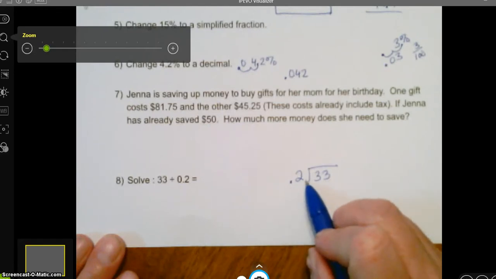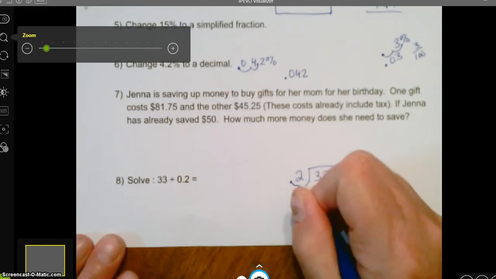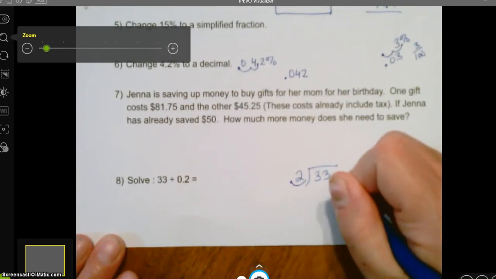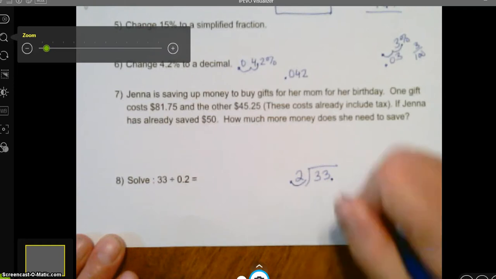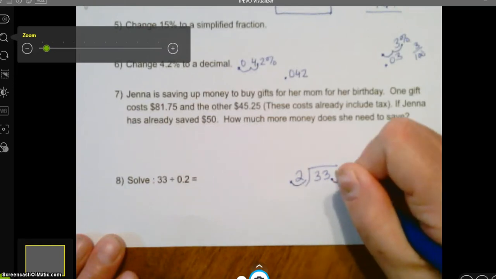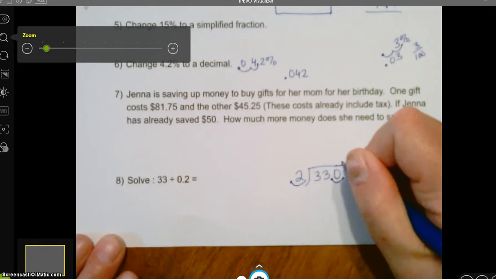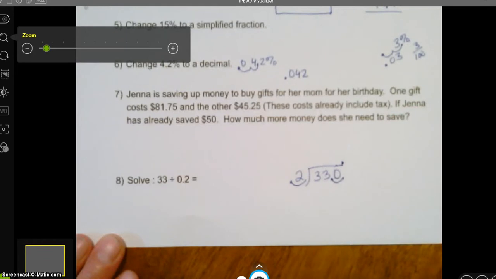So I'm going to have to move it one place. If I move it one place in the divisor, I also have to move it in the dividend. So this is where it starts. If you don't see it, that's where it starts. So I have to move it one place. So my decimal is here, and I'm going to make sure it goes there in our answer.